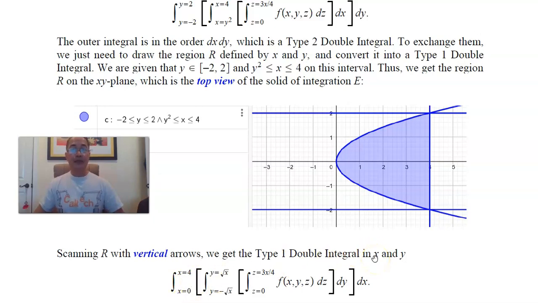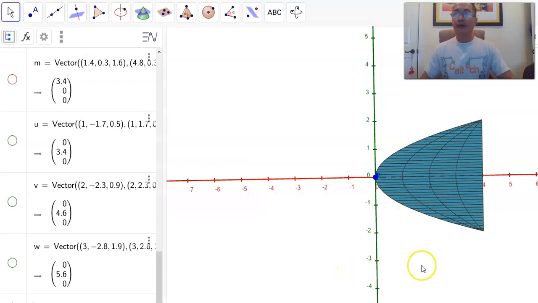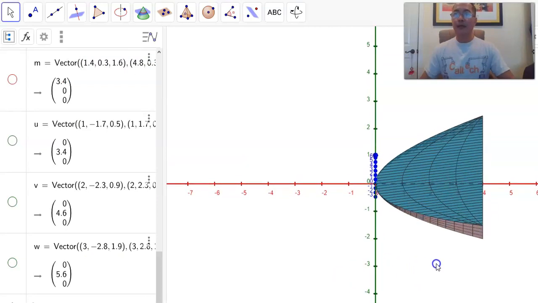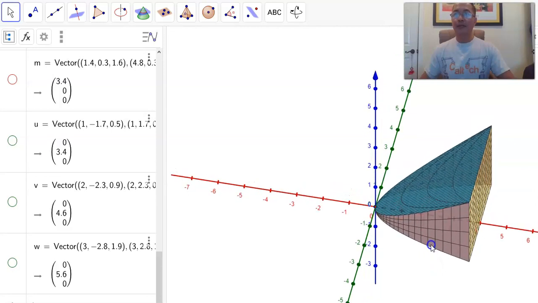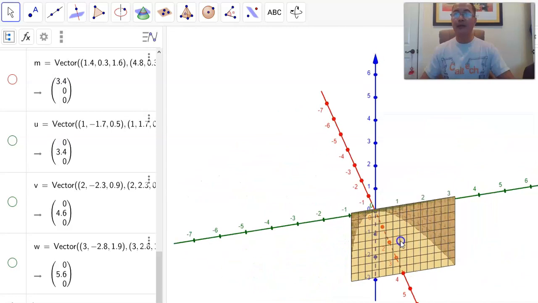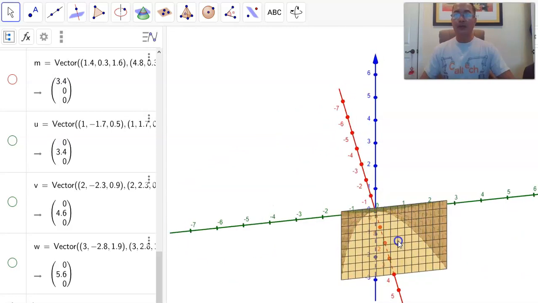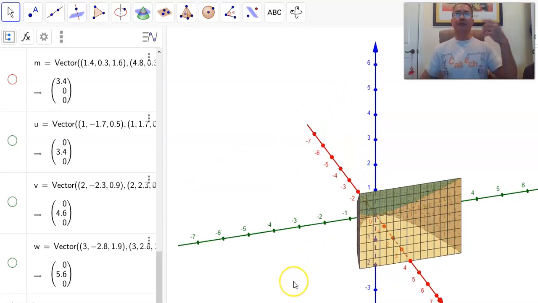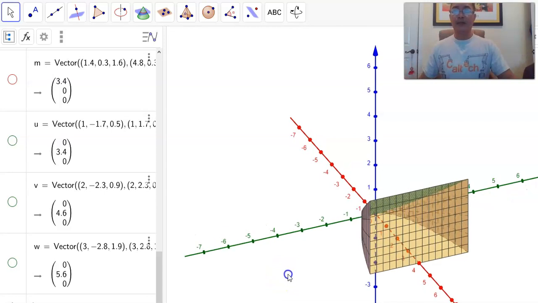Okay, so let's go back to GeoGebra and we will look at the next two orders of integration. This is where we left it off. We were looking at the top view, so now we can go back to our three-dimensional perspective. There you go. Now it's back to being a solid. So what's our next order of integration? We did the top view, so we have two other views, the side view and the front view. We are going to go next to the side view.